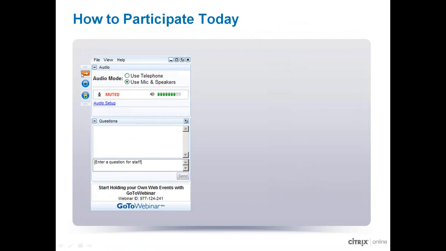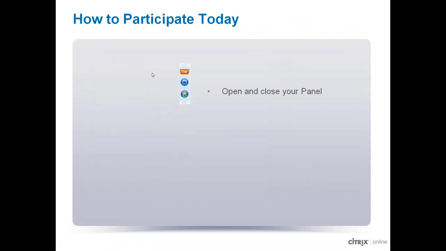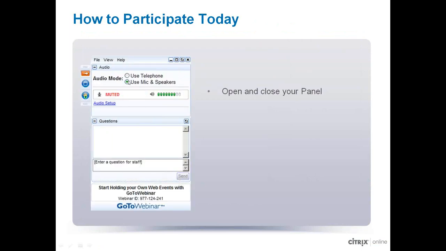By clicking the orange arrow, you can open and close your control panel. From the View menu, you can also set the control panel to not auto-hide when inactive. If you prefer to keep your control panel open during the presentations, uncheck Auto-hide the control panel.